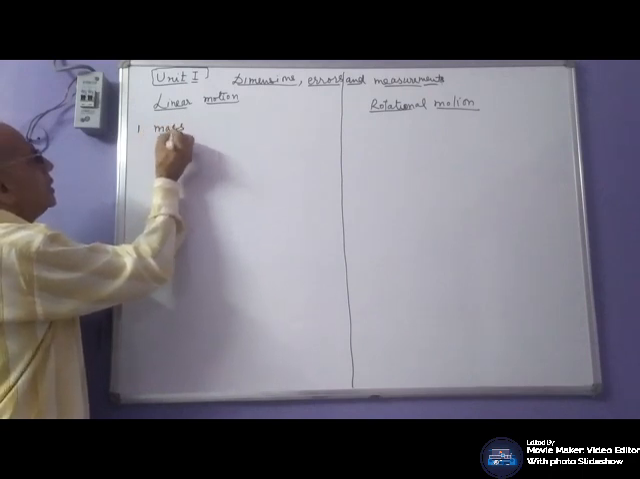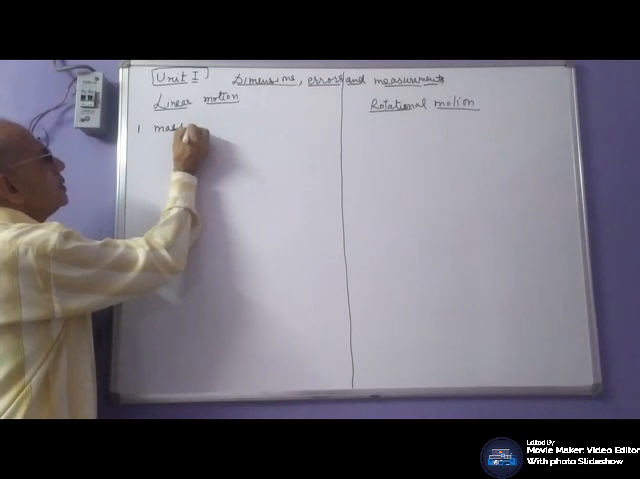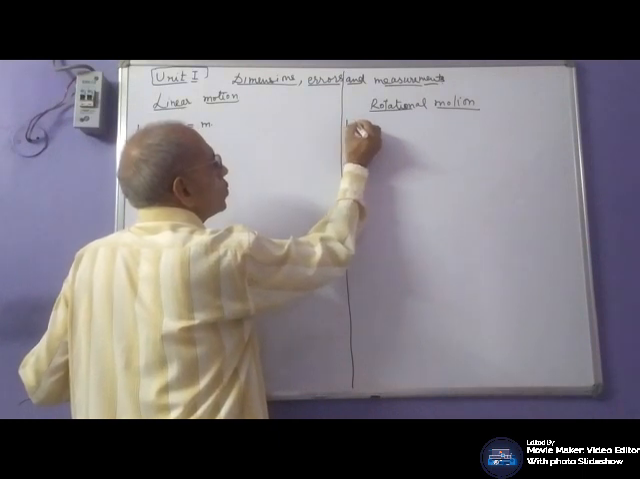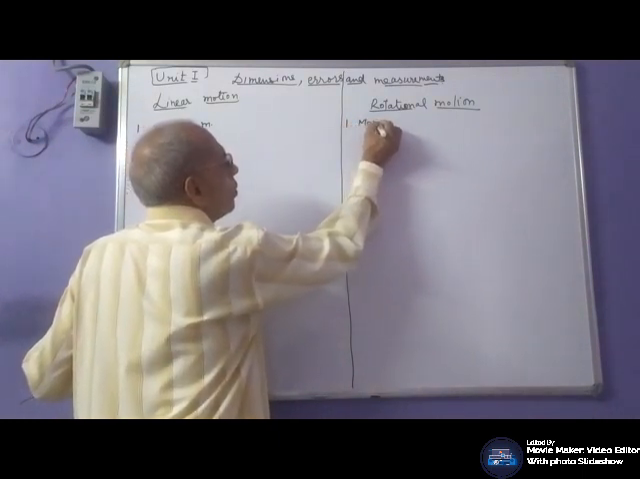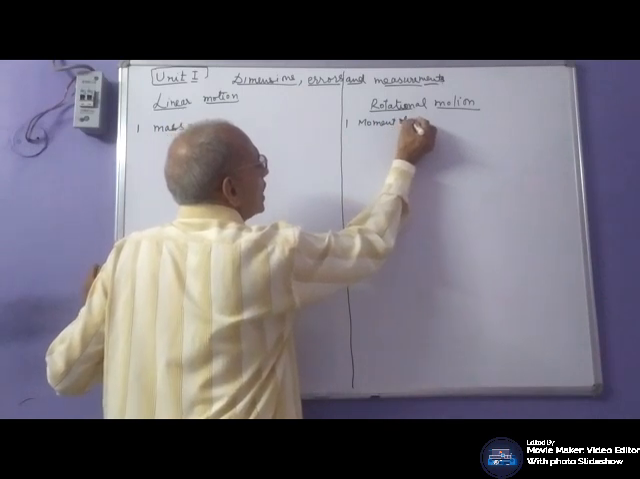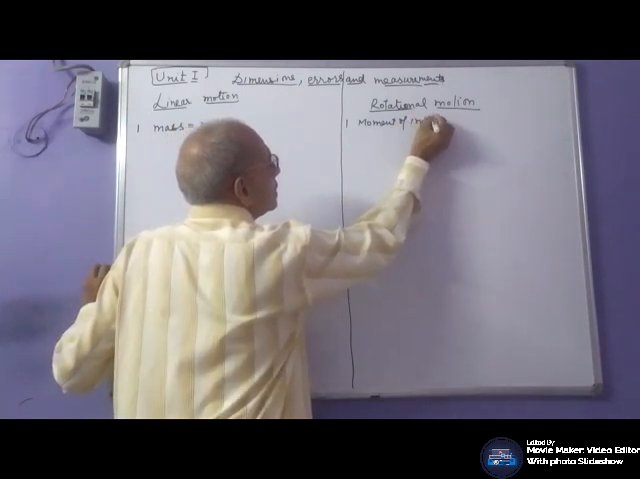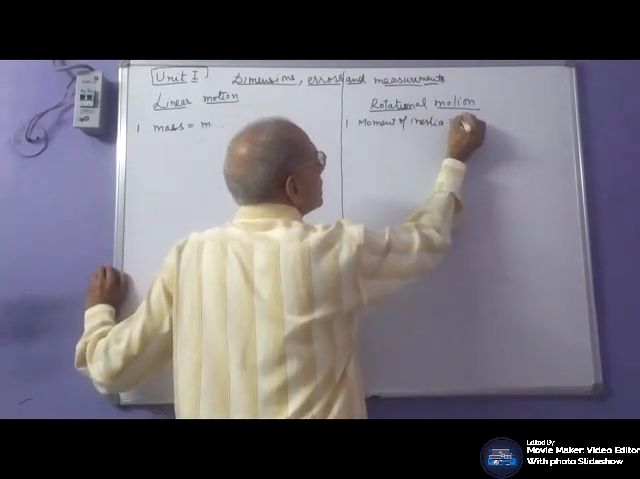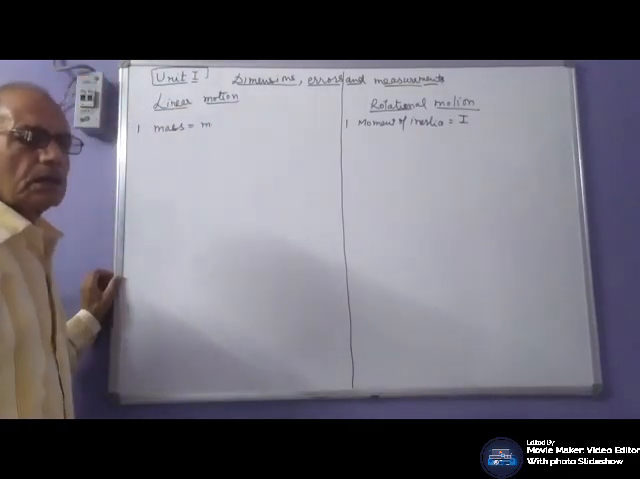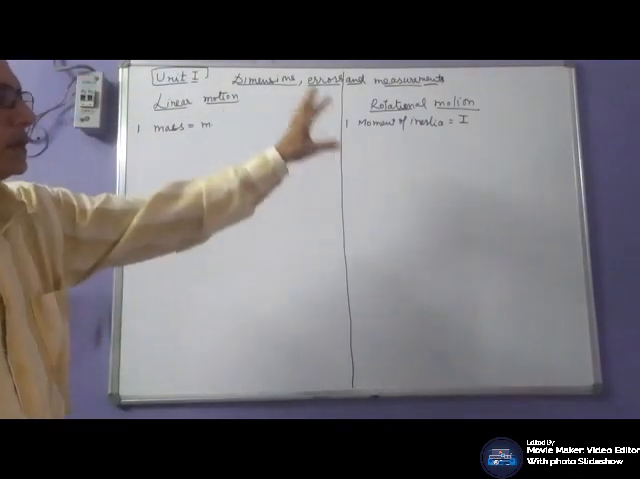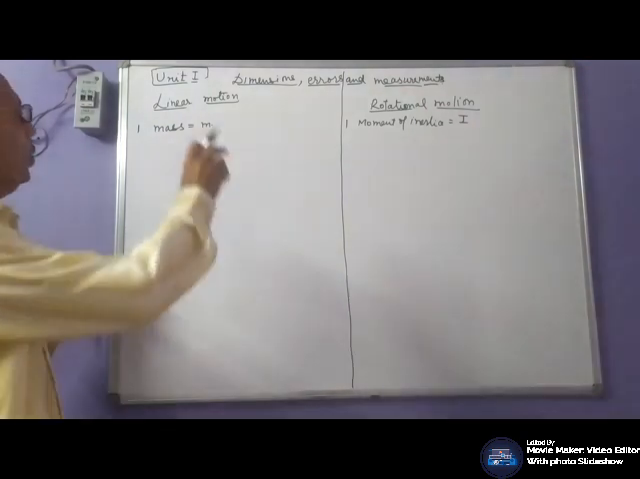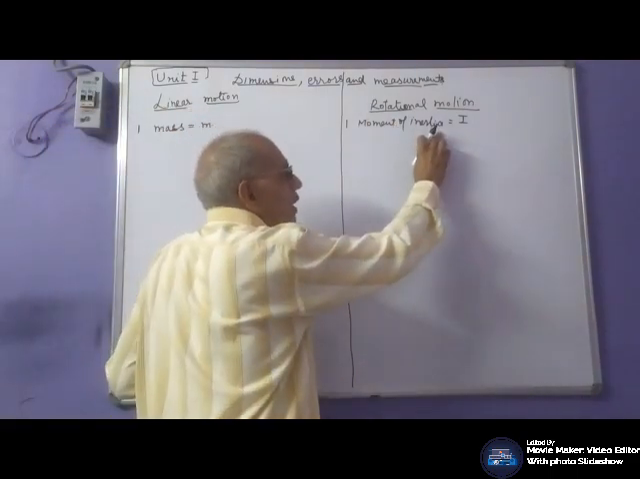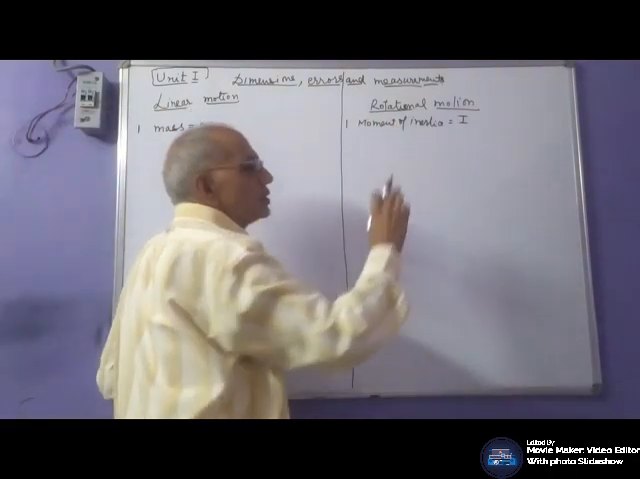Mass is a physical quantity. Symbol is m. Moment of inertia, symbol is I. They are not equal. What role is played by mass in linear motion? The same role is played by moment of inertia in rotational motion.